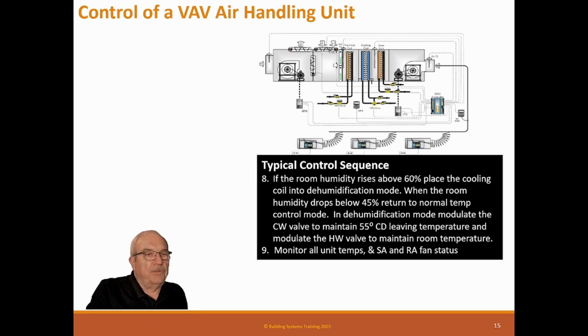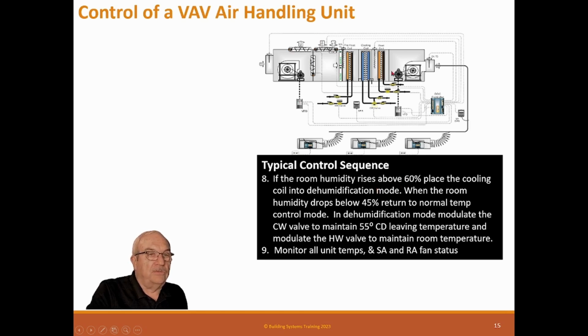If the room humidity rises above 60%, place the cooling coil into dehumidification mode. When the room humidity drops below 45%, return to normal temperature control mode. In dehumidification mode, modulate the chilled water valve to maintain 55 degree cold deck leaving temperature and modulate the hot water valve to maintain the room temperature. Monitor all unit temps, supply air, and return air status.